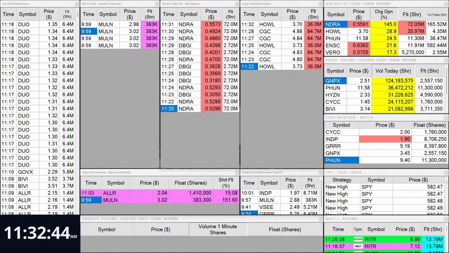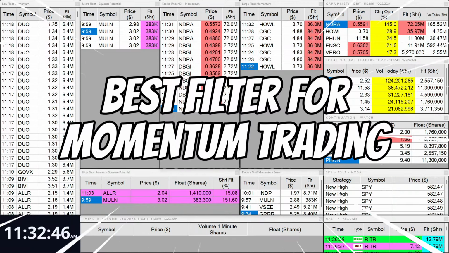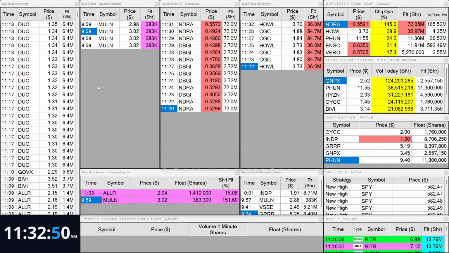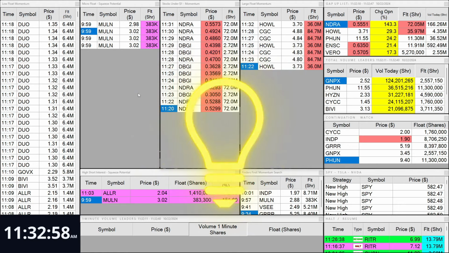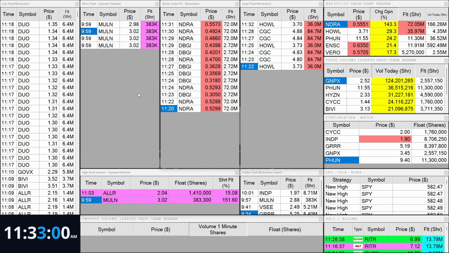Today's video, we're going to break down my favorite setting when it comes to Trade Ideas scanners. This is a Trade Ideas layout that you're looking at right now. I've got multiple scanners up that are going to basically notify me whenever a stock gets moving. These are momentum scanners. This is one of many layouts that I have built.